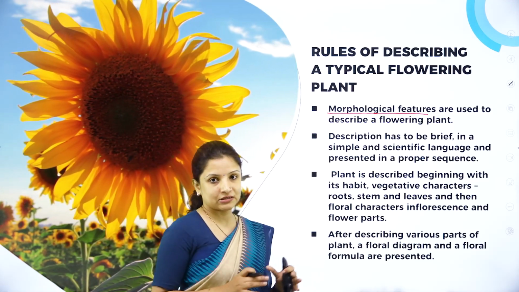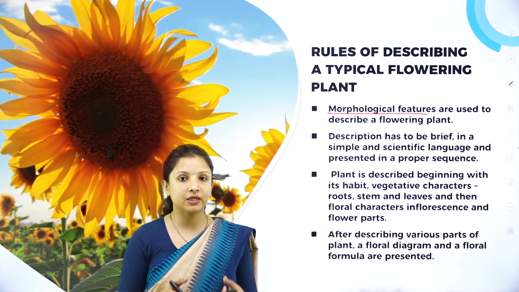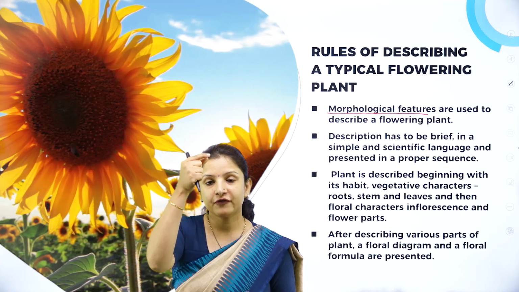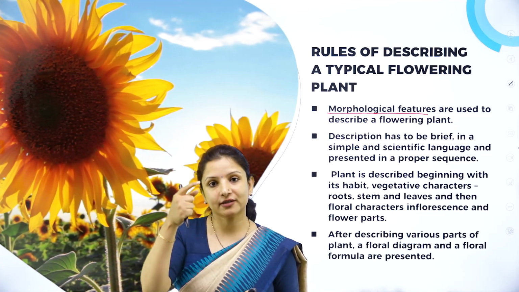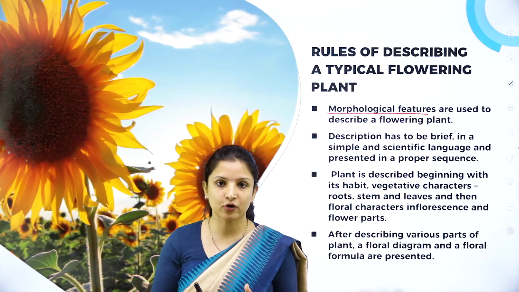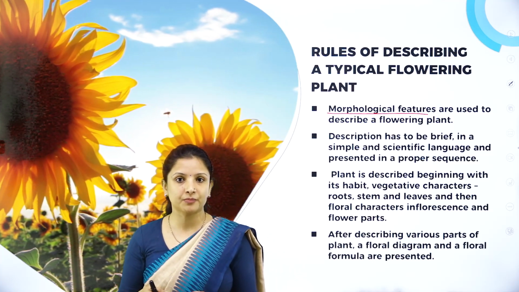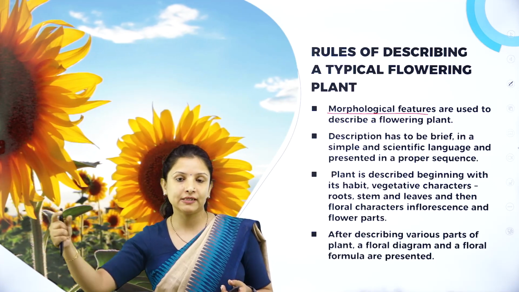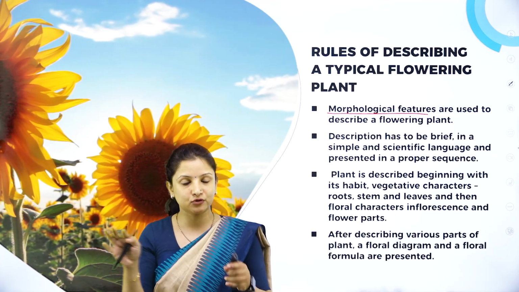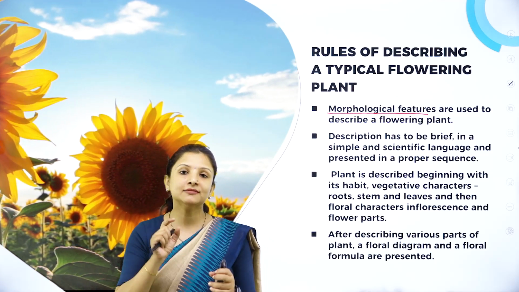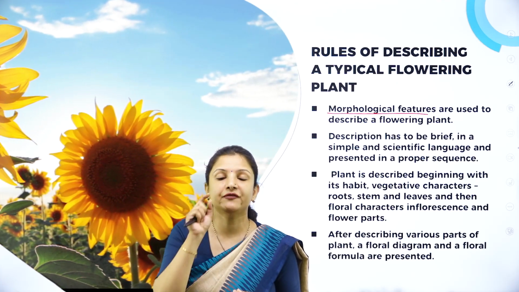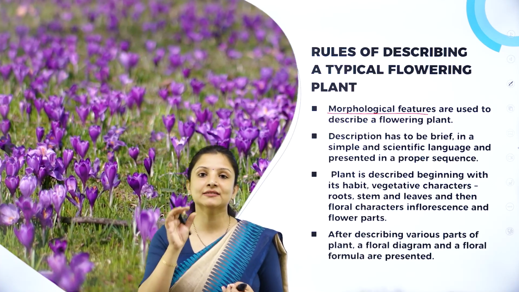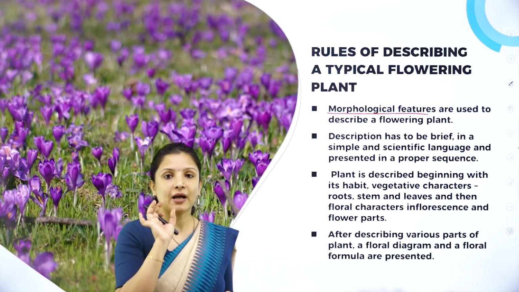Next, while describing a flowering plant, it should be brief. Say for example, if you find hairs that are there on the leaves or the stem, or trichomes that are there on the plant, you don't write it as trichomes are found on the leaves or trichomes are present on the leaves. No, we don't do that. Instead, there are some terms that are there. Say for example, if trichomes or hairs are present on the leaves or the stem, we say it is glabrous. We just write glabrous.